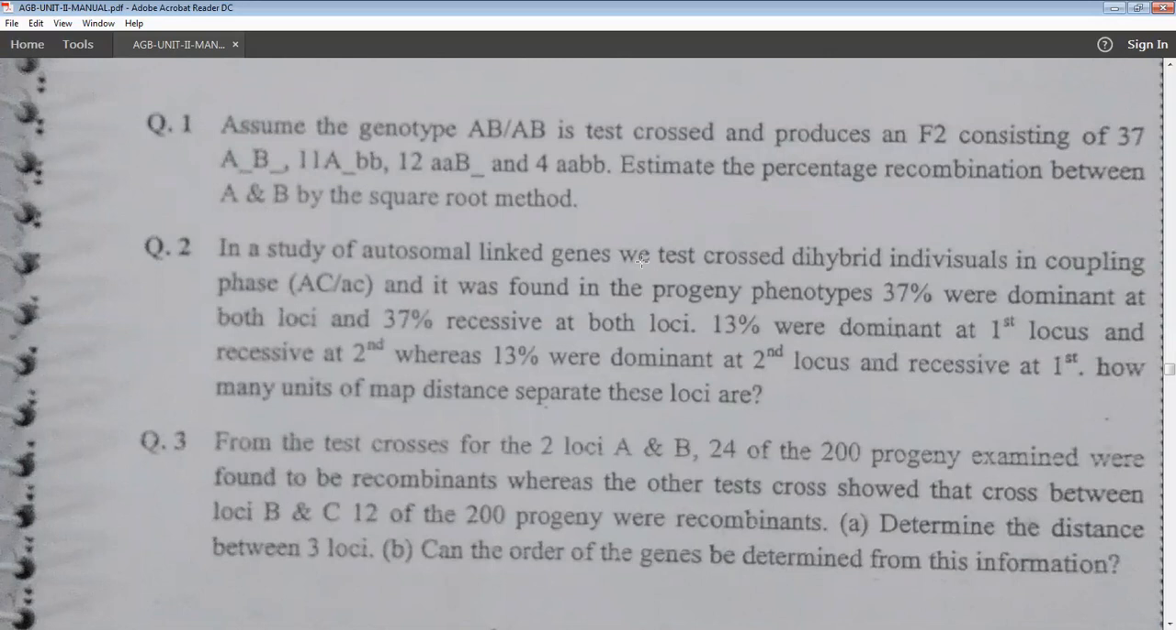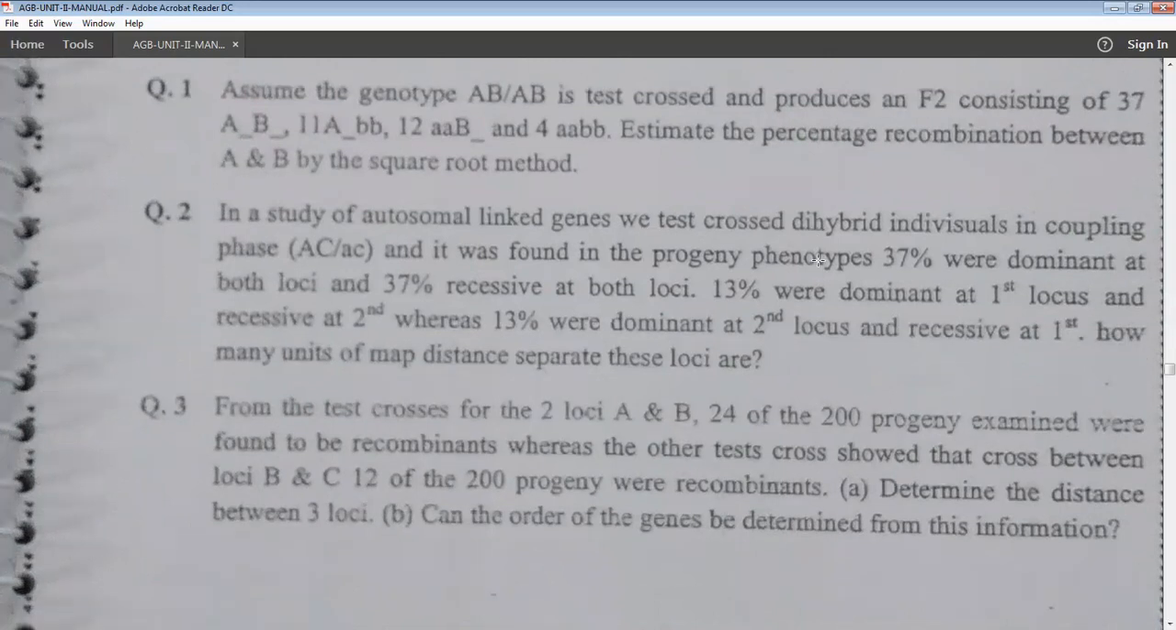In a study of autosomal linked genes, we test crossed a dihybrid individual in the coupling phase, AC/ac. It was found that 37% were dominant at both loci, 37% were recessive at both loci, 13% were dominant at one locus and recessive at the second, and 13% were dominant at the second and recessive at the first. A similar kind of situation.